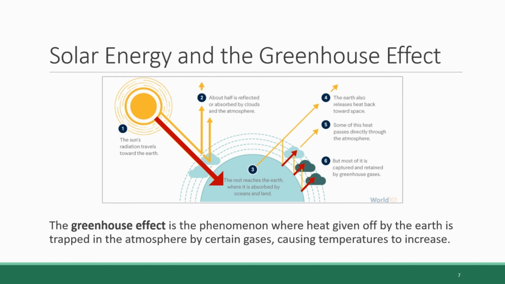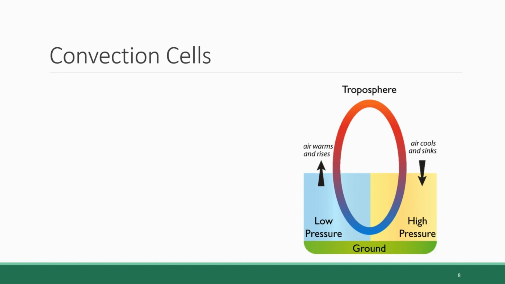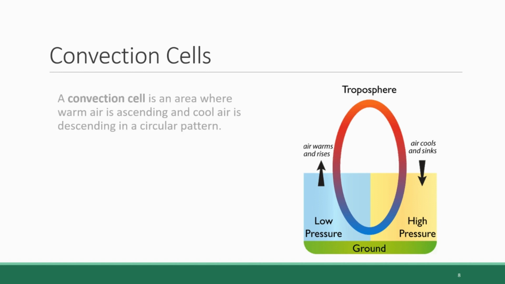But now that we understand why this temperature gradient exists in the troposphere, with the lower part being hotter and the upper part being colder, we can address how this contributes to the movement and the flow of air within the troposphere. So, in the troposphere, you get these things called convection cells, which are areas where warm air is ascending and cool air is descending in this circular pattern.